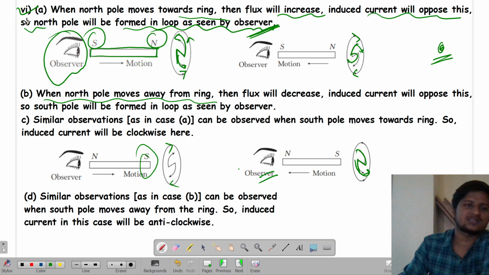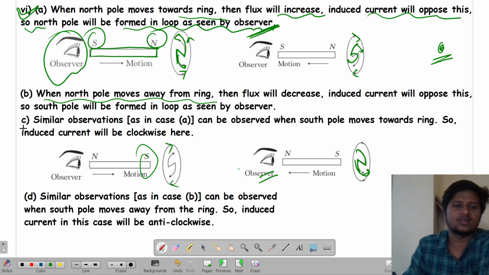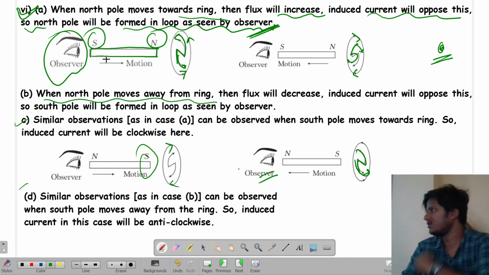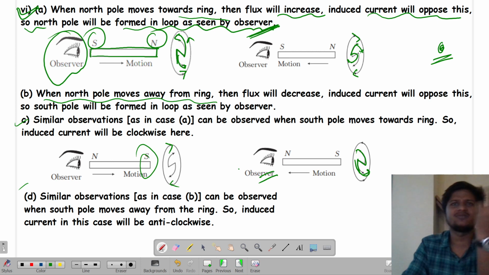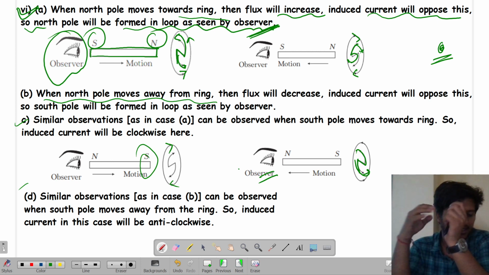Write the first, second case, means write only the first two cases. You do not need to write the C and D parts, right or not? Just write A and B. C and D are visible. Yes or no? You have already done that.